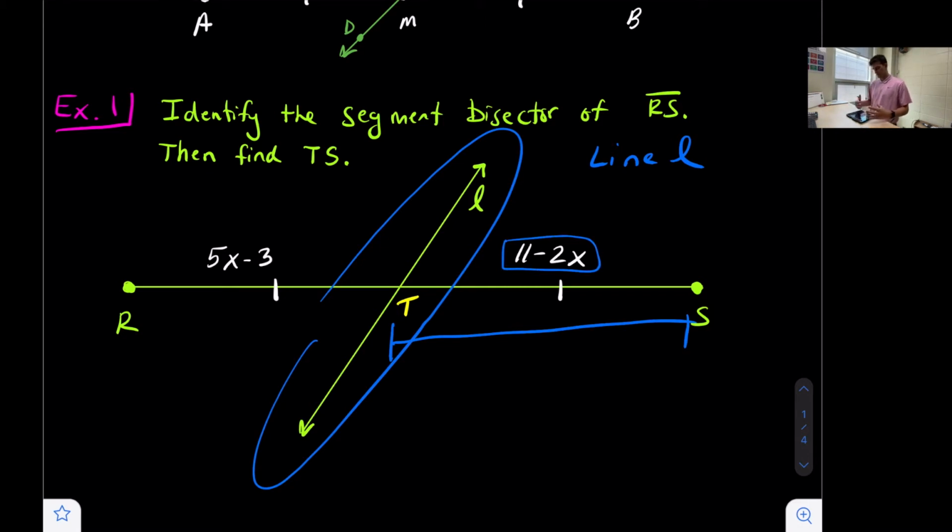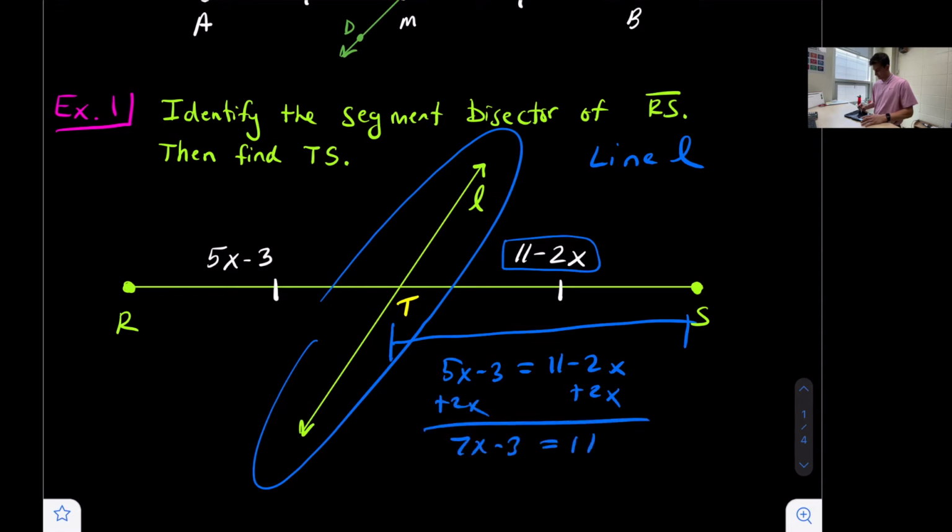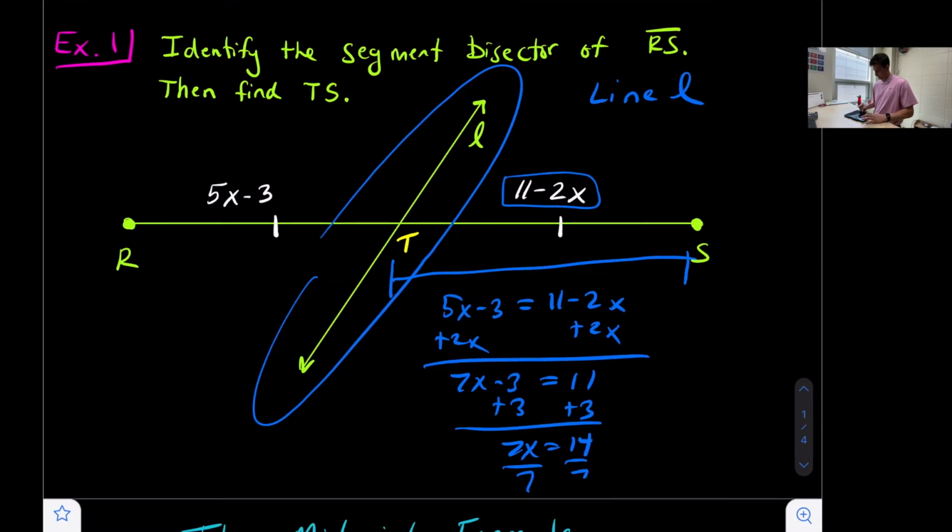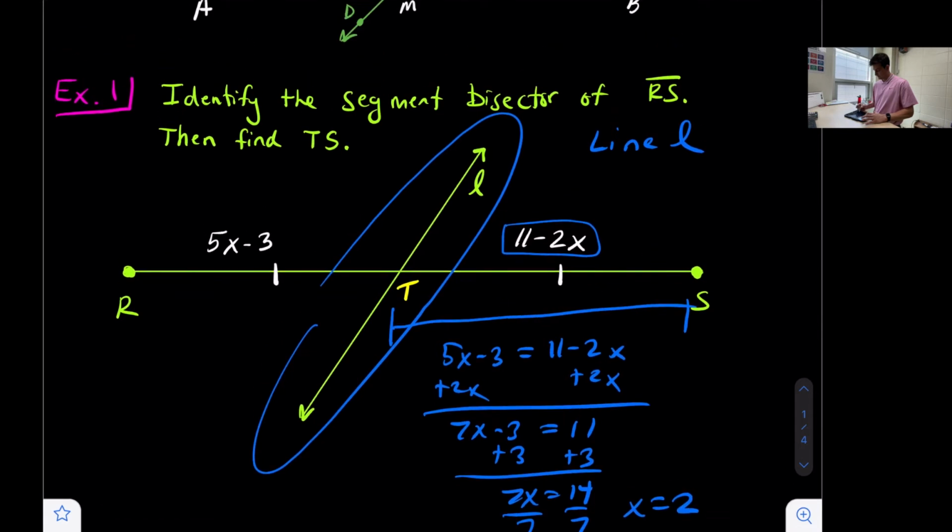Well, since this is a segment bisector, we have RT and TS, which are congruent to each other, so we can set them equal to each other and solve for x. So we can say 5x minus 3 equals 11 minus 2x, and we can just solve this equation for x. So we get 7x minus 3, and we add 3 to both sides. 7x equals 14, divide by 7, and we get x equals 2.